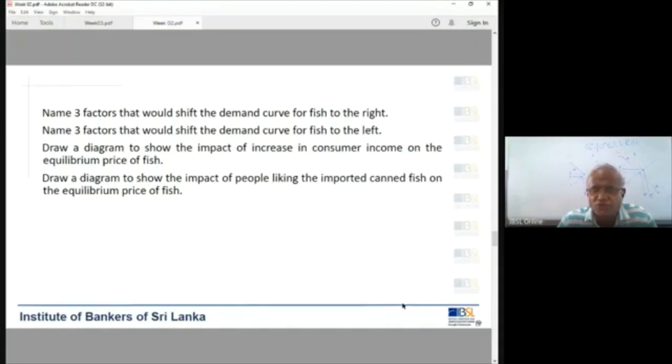Draw diagram to show the impact of increase in consumer income on the equilibrium price of fish. One of you just now said that when consumers' income increases, demand for fish increases, price of fish increases.